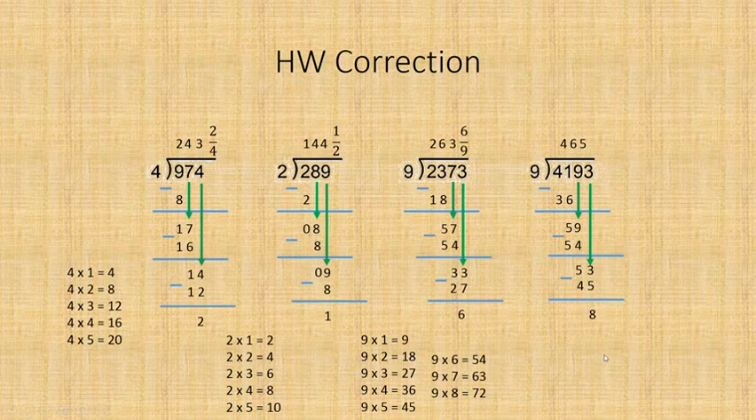And there's nothing to bring down, so the remainder is 8. I will write it down as a fraction. It's going to be 8 over 9. And this is the end of the division.